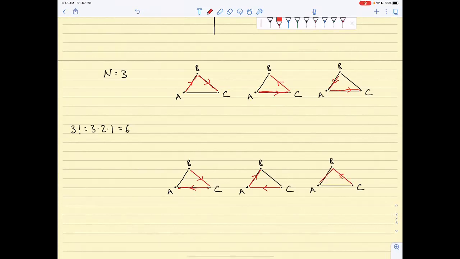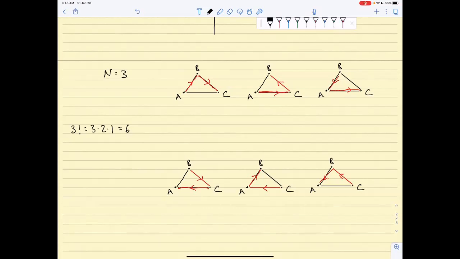Okay. So here I've drawn all 6 possible Hamilton paths, right? Now, we can enumerate these paths by just writing down the sequence of vertices that we visit.